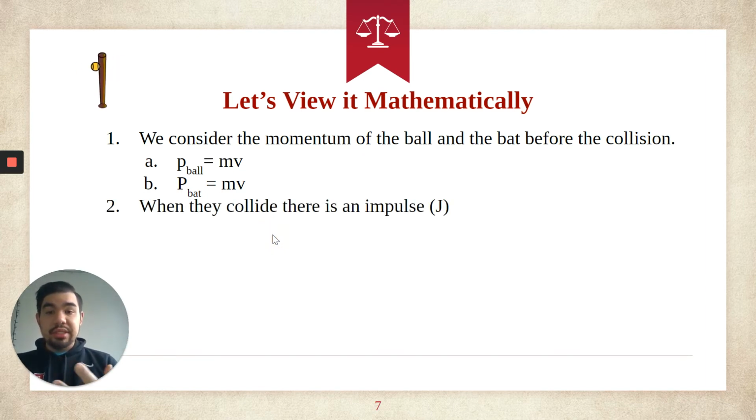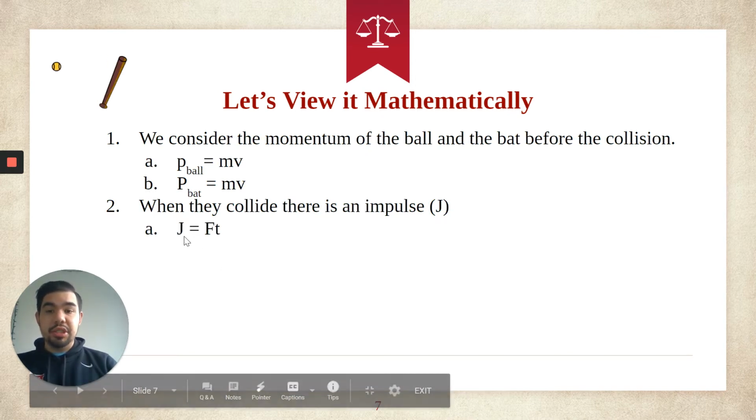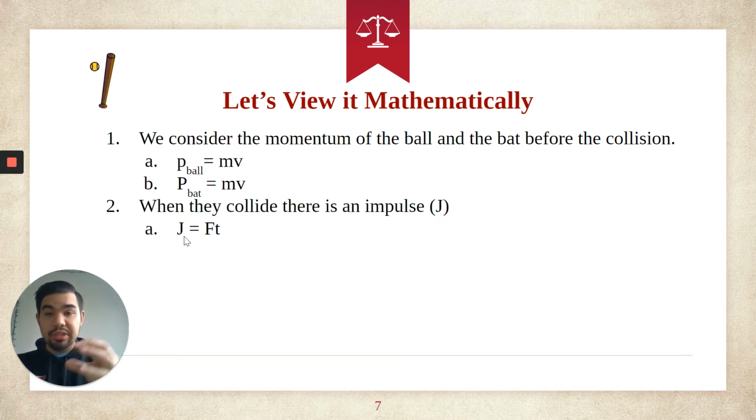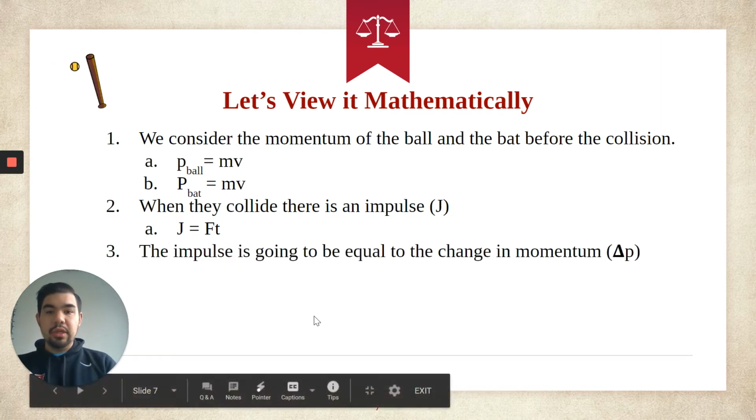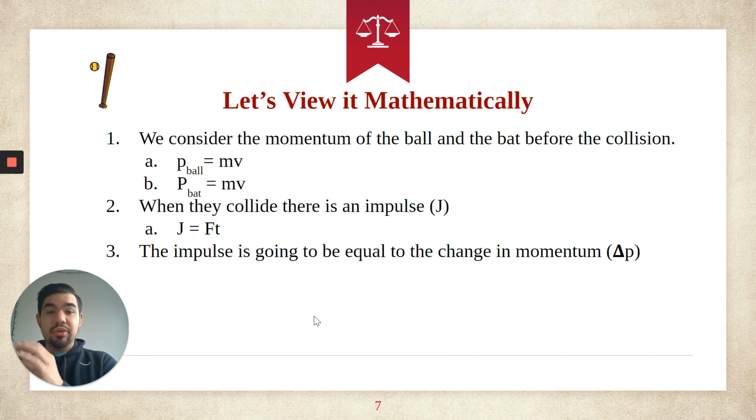Second, we need to consider that when there's a collision, there's going to be an impulse, represented by the letter J. We know our formula for impulse is J, or impulse, equals force times time. The force is how much force is being applied on the ball and the bat, and time is how long that impulse occurs, fractions of a second. Now, we saw in our last lesson that the impulse is going to be equal to the change in momentum.